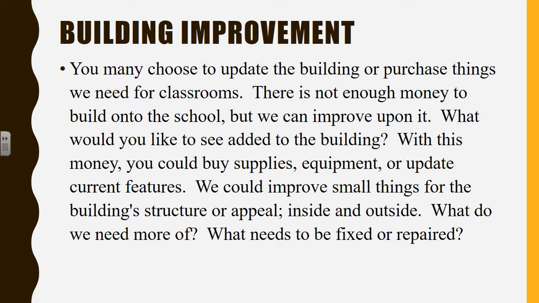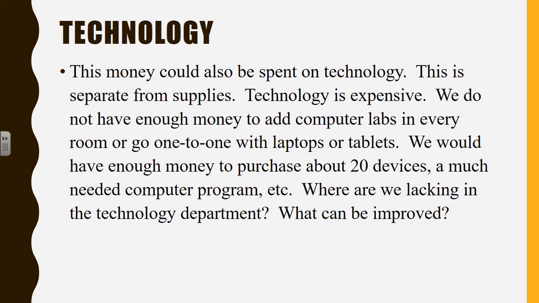So if you think we need building improvement, there's not enough money to build a new gym or a science wing or anything like that. But if you really think we could use supplies or equipment, update current features, small things on the inside or the outside, that's what you can spend the money on. Sports equipment, water fountains, lockers, updated bathrooms, that kind of thing for building improvement.